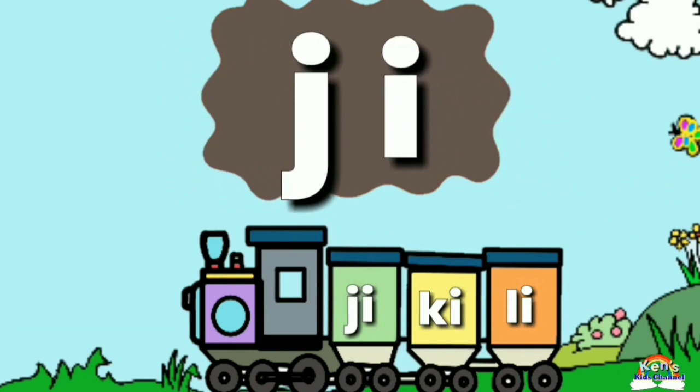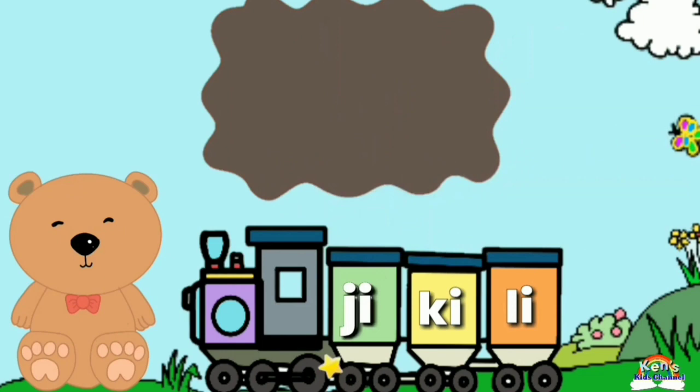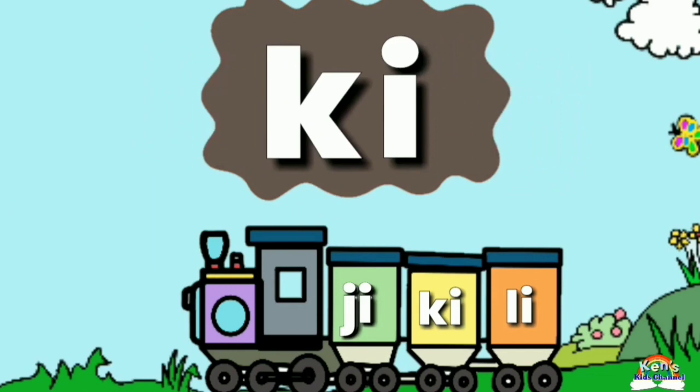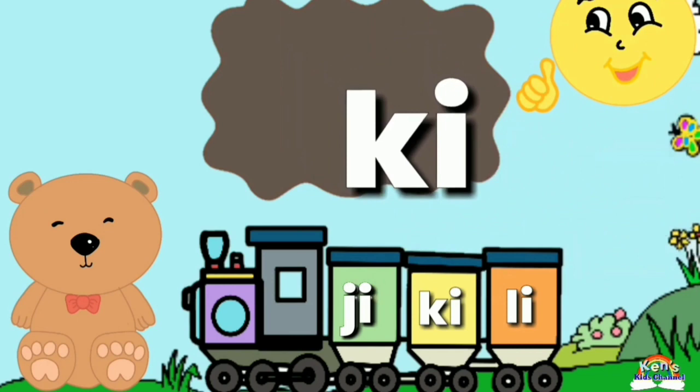J, I, G. Where is the syllable G? Yes, it's in the green carriage. K, I, K. Where is the syllable K? Fantastic! It's in the yellow carriage.